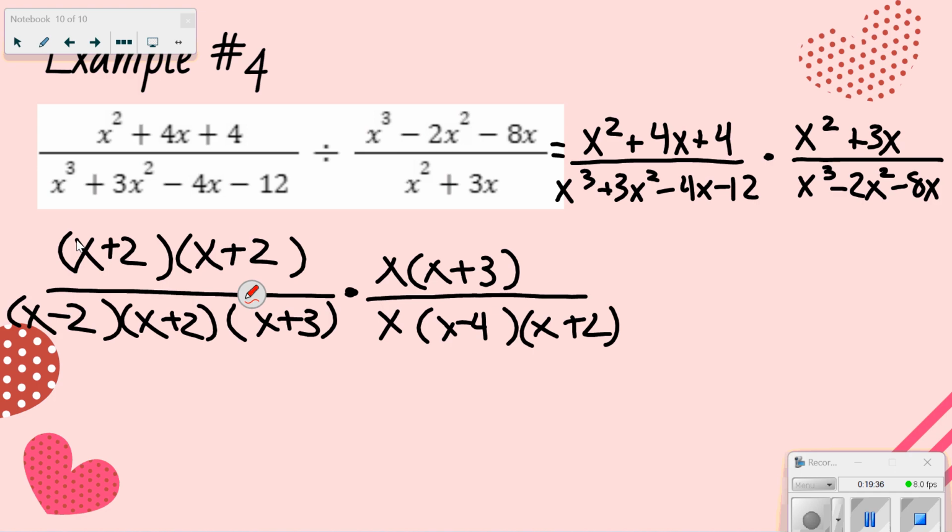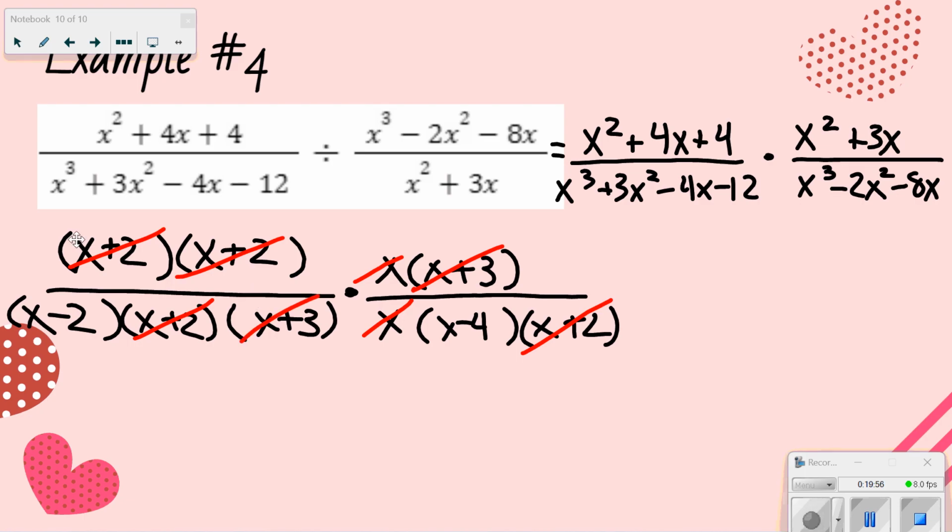X plus 2, x plus 2. Yeah, a common factor of x plus 2 over x plus 2. What other? X plus 2 again. Yeah, x plus 2 over another x plus 2. There's two x's, yes, there's an x over an x. Yes, x plus 3 and then x plus 3 over here.